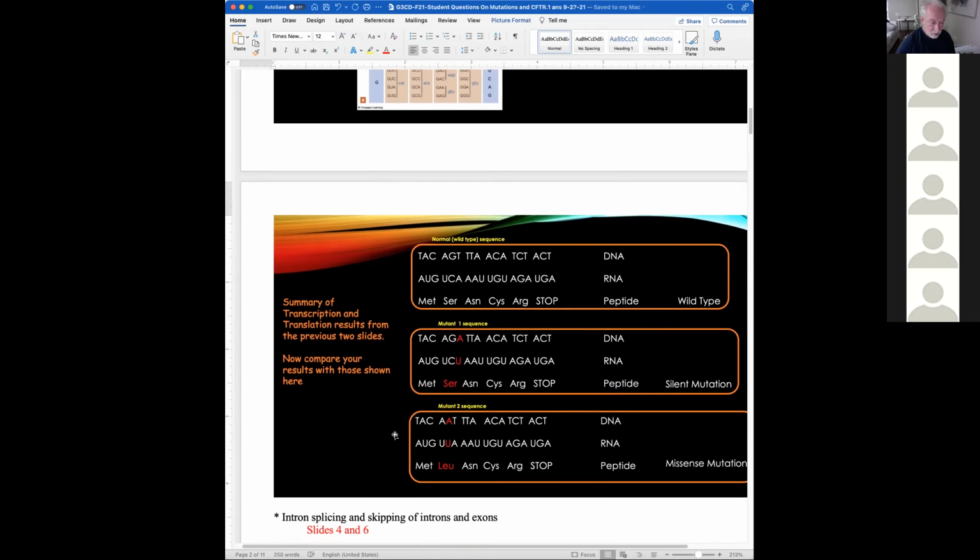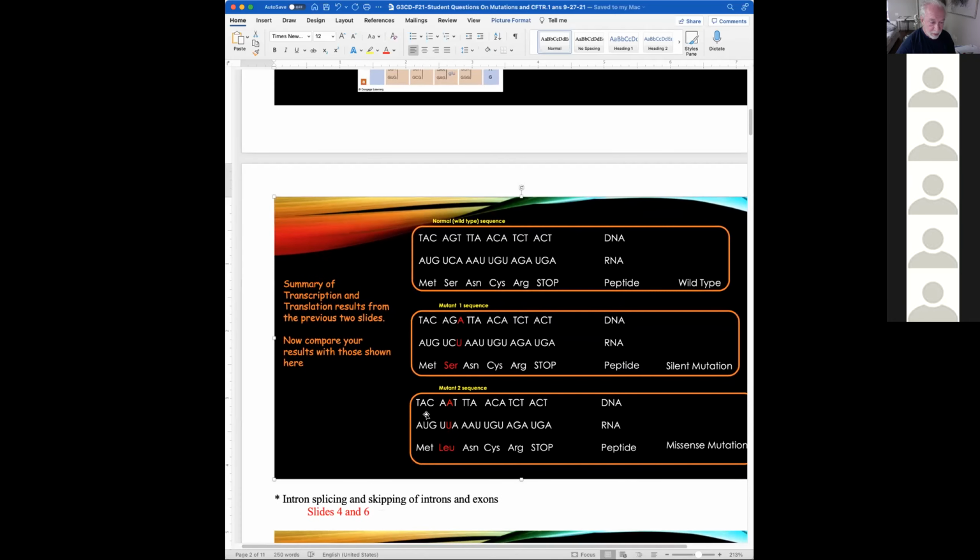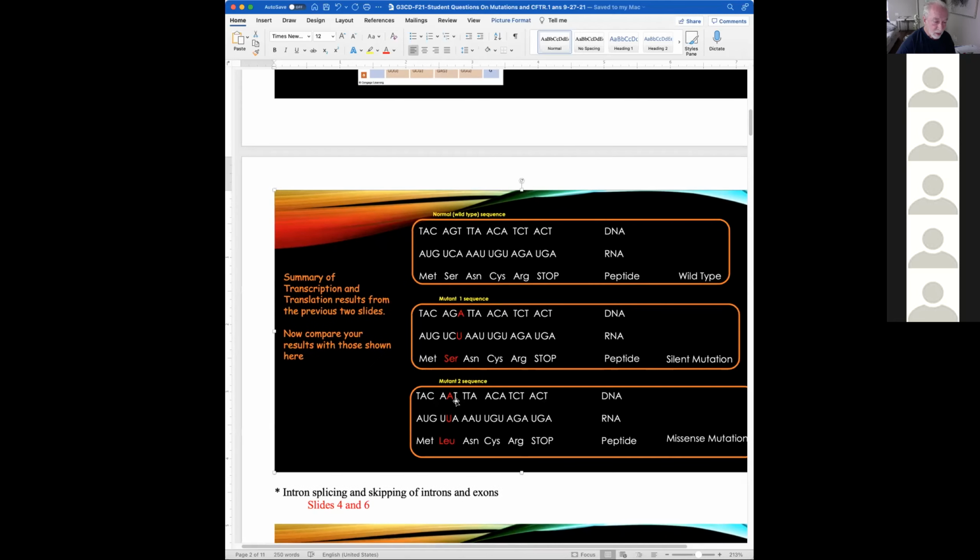If we look at mutant 2, again, we compare the DNA of the wild type up here. The first codon is the same, TAC. The second one is different. So instead of AGT, we have AAT. So when that is transcribed, it goes from UCU to UUA. So in this second mutation, the second codon is UUA.